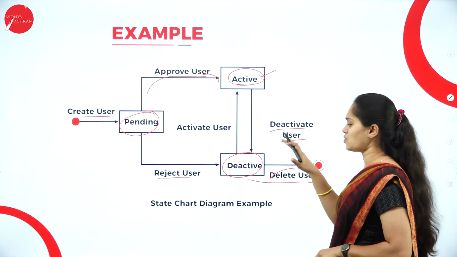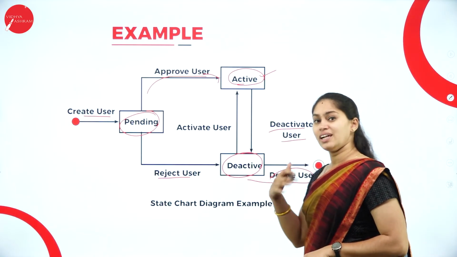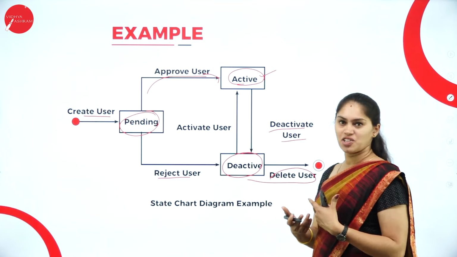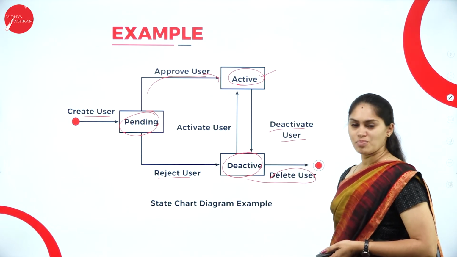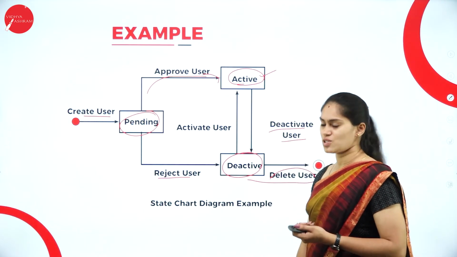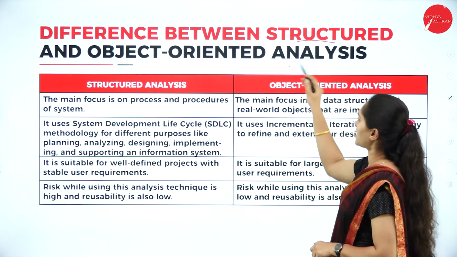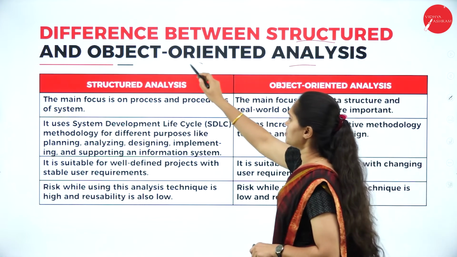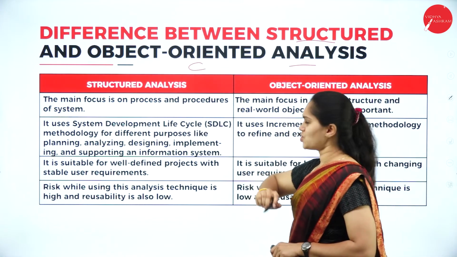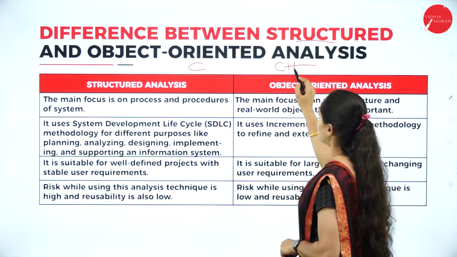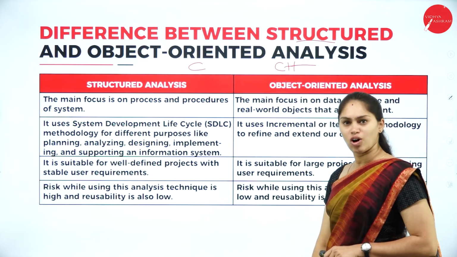So mainly, it is focusing on the data rather than the procedure. That is what object oriented analysis is. Now you can see the difference between object oriented and structured analysis. When it comes to C programming, that comes under structured analysis. C++ and Java all come under object oriented.